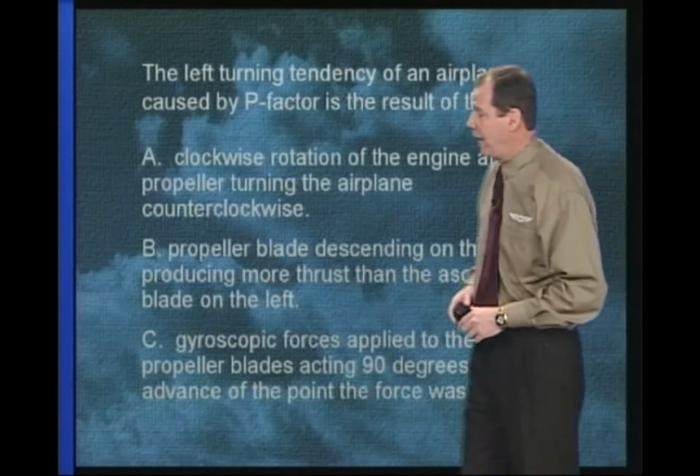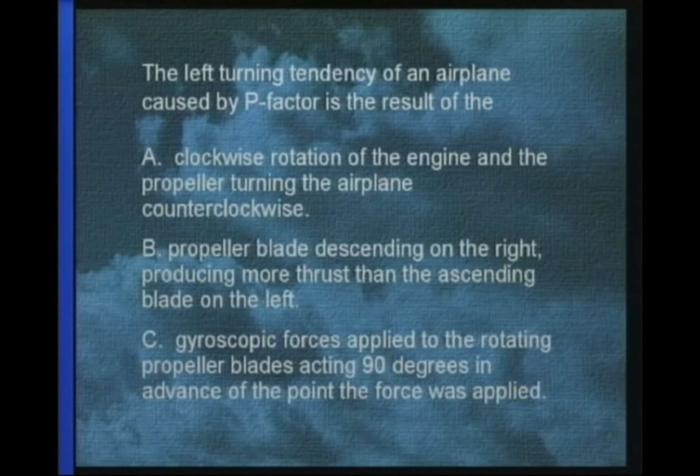Time right now for an FAA test question. The left turning tendency of an airplane caused by P factor is a result of the A, clockwise rotation of the engine and the propeller, turning the airplane counterclockwise, or B, the propeller blade descending on the right, producing more thrust than the ascending blade on the left. Perhaps C, gyroscopic forces applied to the rotating propeller blades acting 90 degrees in advance of the point the force was applied. Well, I think we can eliminate one of those already.